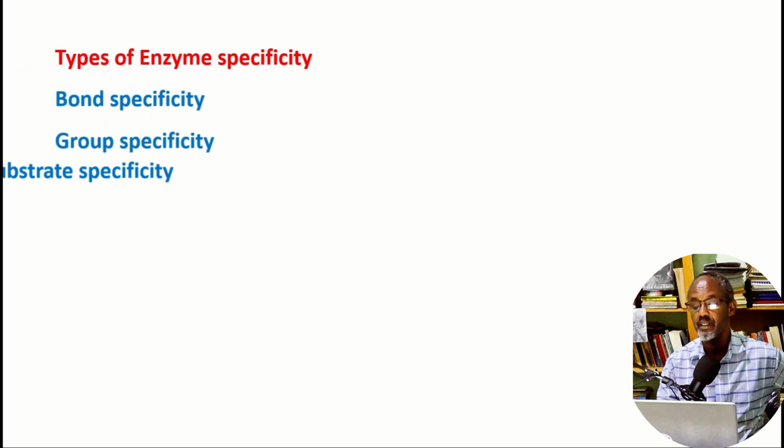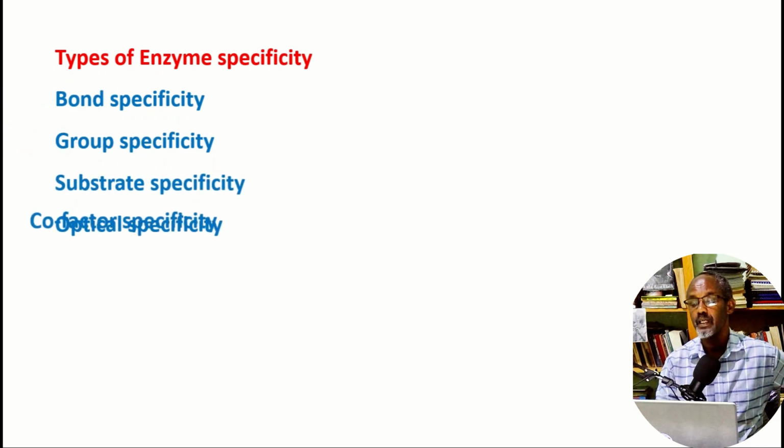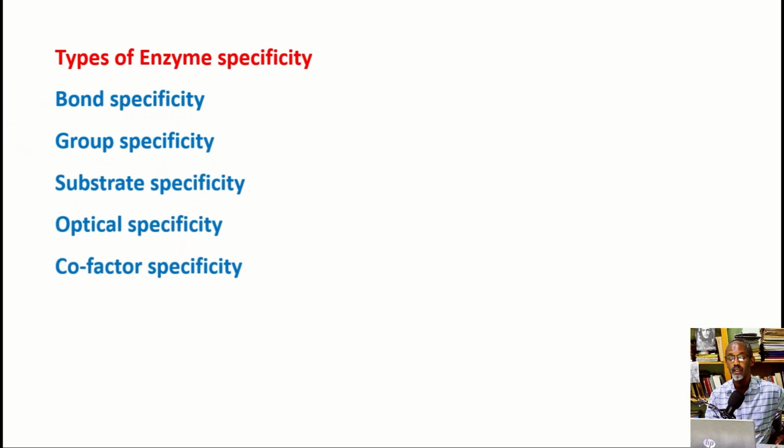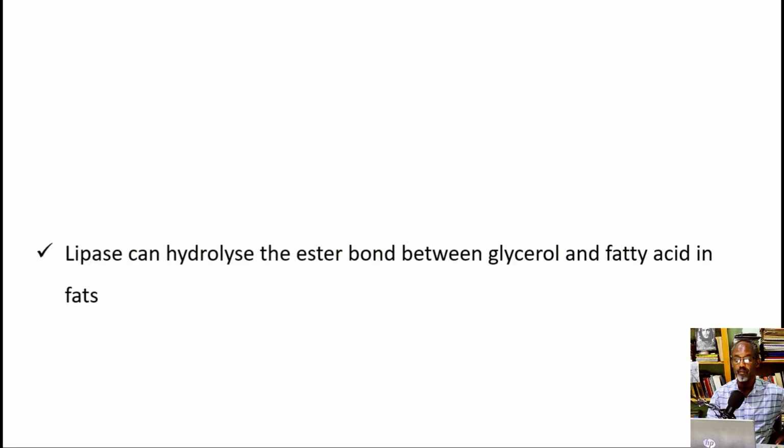A little elaborate types of enzyme specificity as far as your book is concerned. You can see here bond specificity, group specificity, then substrate specificity, then optical specificity, even cofactor specificity. These are mentioned as far as specificity of enzymes is classified, types of enzyme specificity. Let's see each one by one.